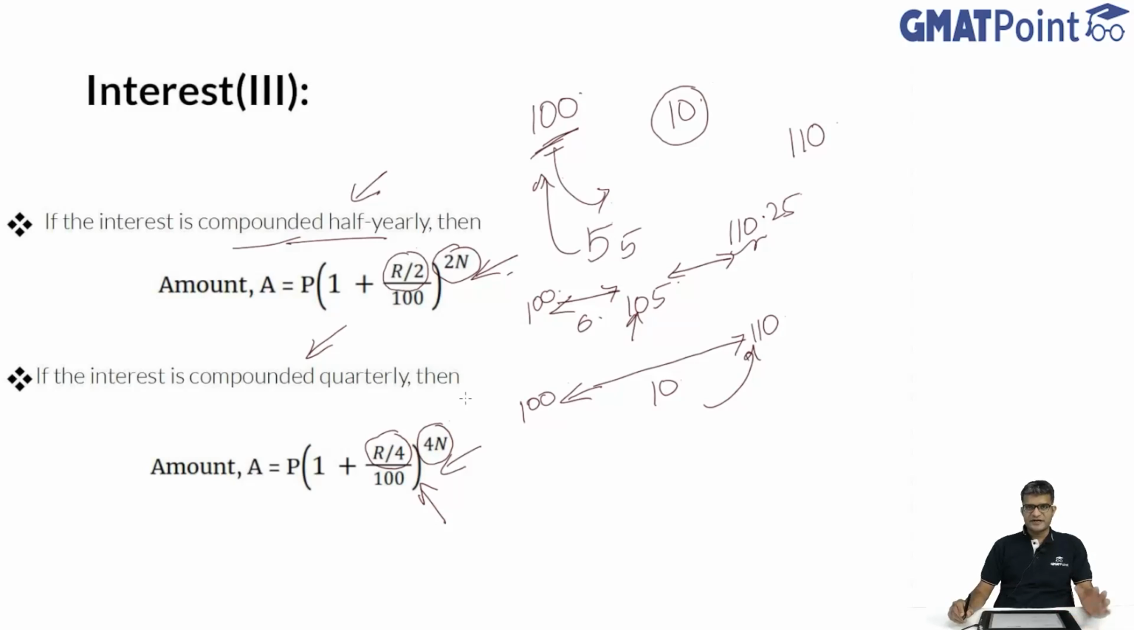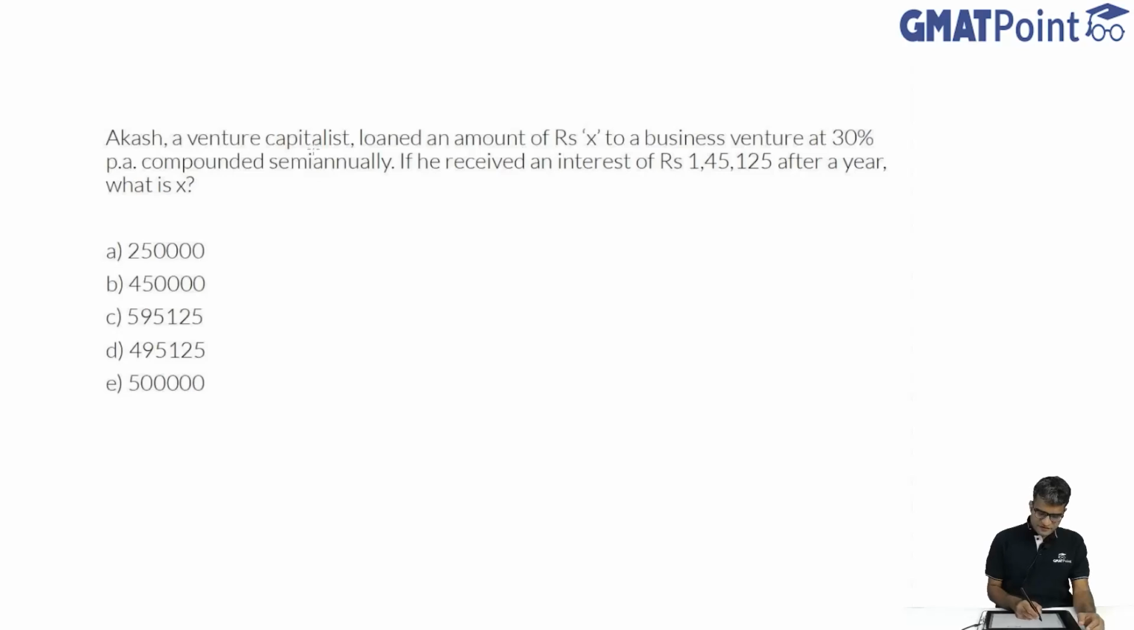To understand this better, let us look at one question so that we can get a good idea about this concept. In this question, we are told that there is a venture capitalist who loaned out an amount of rupees X to a business. The rate of interest is 30% per annum, but it is compounded semi-annually, and the interest that he received on this at the end of 1 year is 1,45,125. We are asked to calculate the value of x.